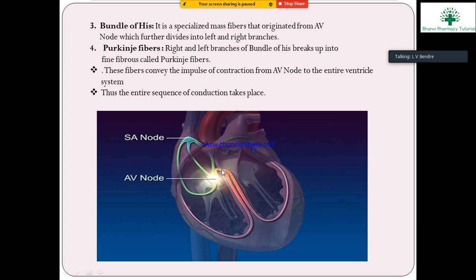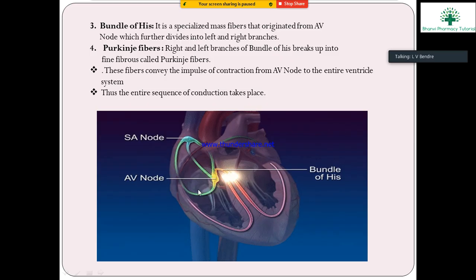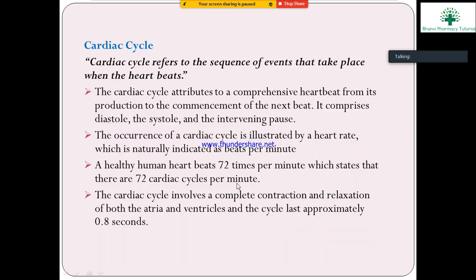You see the animated diagram of this conducting system. Next is the cardiac cycle. What is the cardiac cycle? The cardiac cycle refers to the sequence of events that takes place when the heart beats.